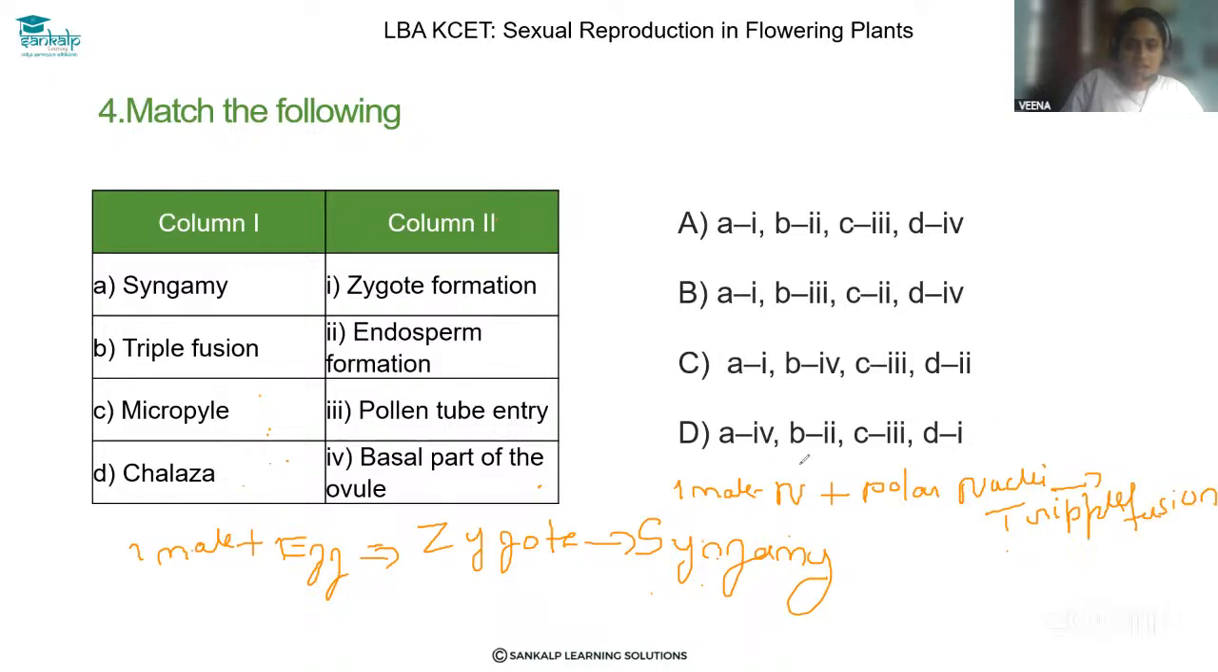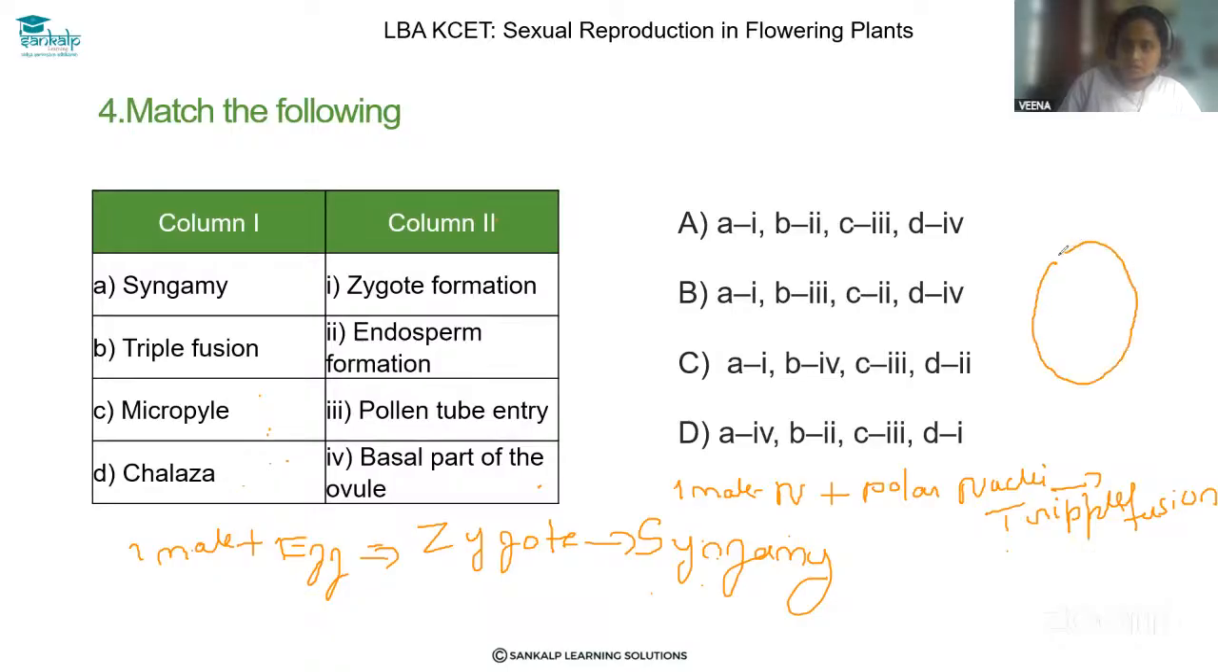And then the second option is micropyle. The third option is micropyle. Micropyle is the small opening in the ovule through which the pollen tube will enter. Let me draw the structure of the embryo sac first.